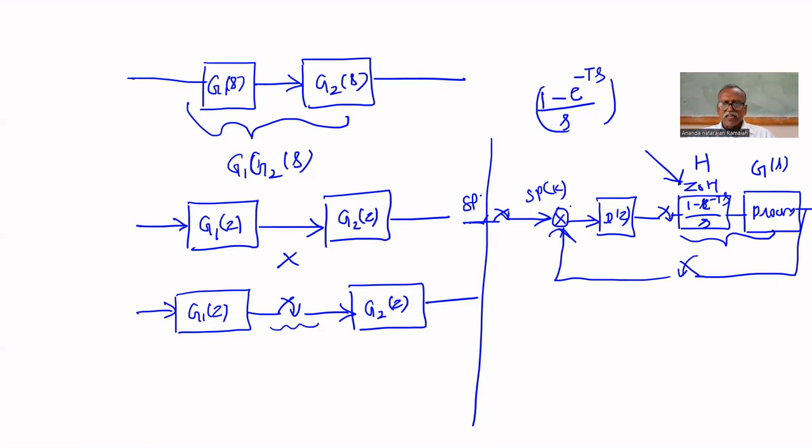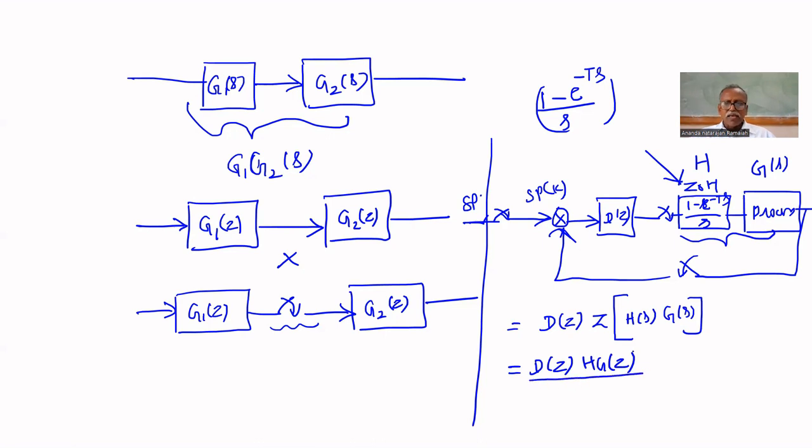That's why the forward path transfer function can be written as D of Z multiplied by the Z transform of H of S, that is the hold circuit, and G of S. You can multiply in the S domain only, not in the Z domain. That's why after multiplication, you have to convert this into a Z transform. Therefore, the forward path transfer function is D of Z, HGP of Z. After multiplying H and G, you can find the Z transform.